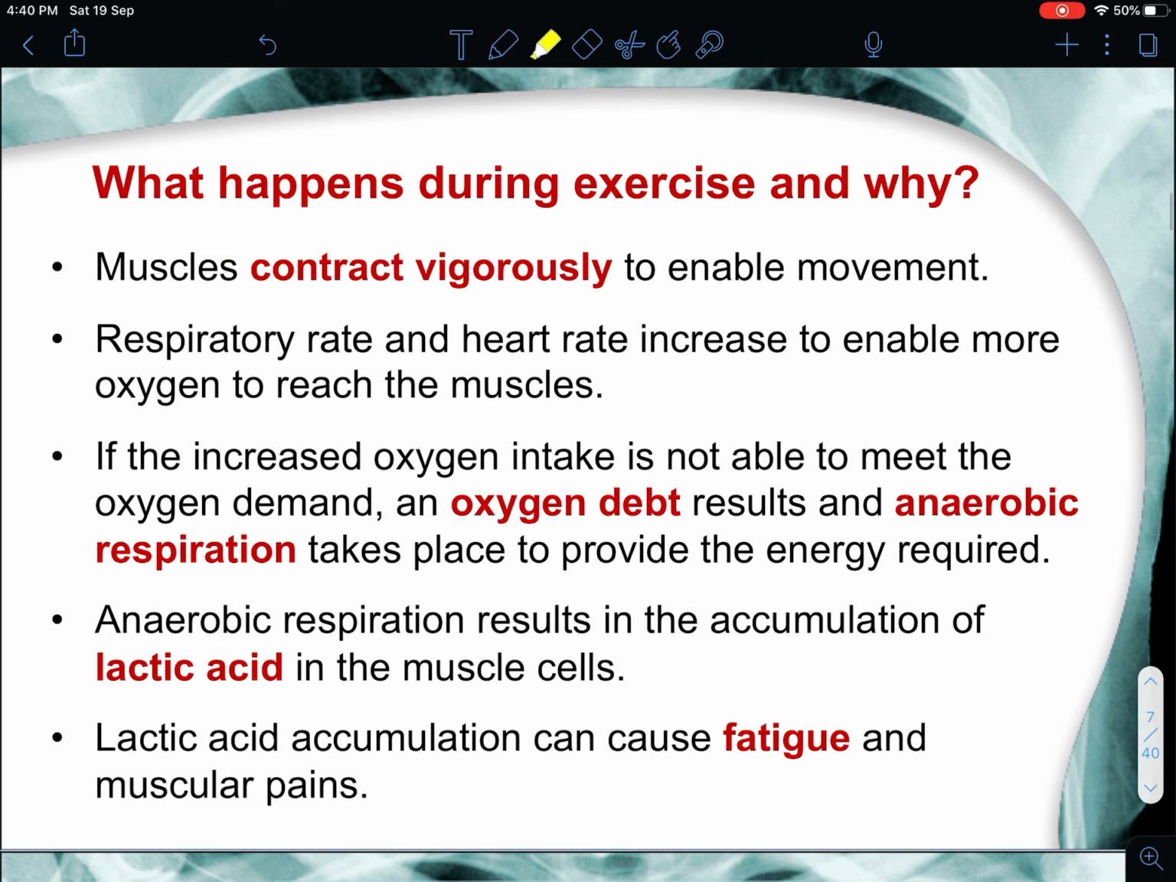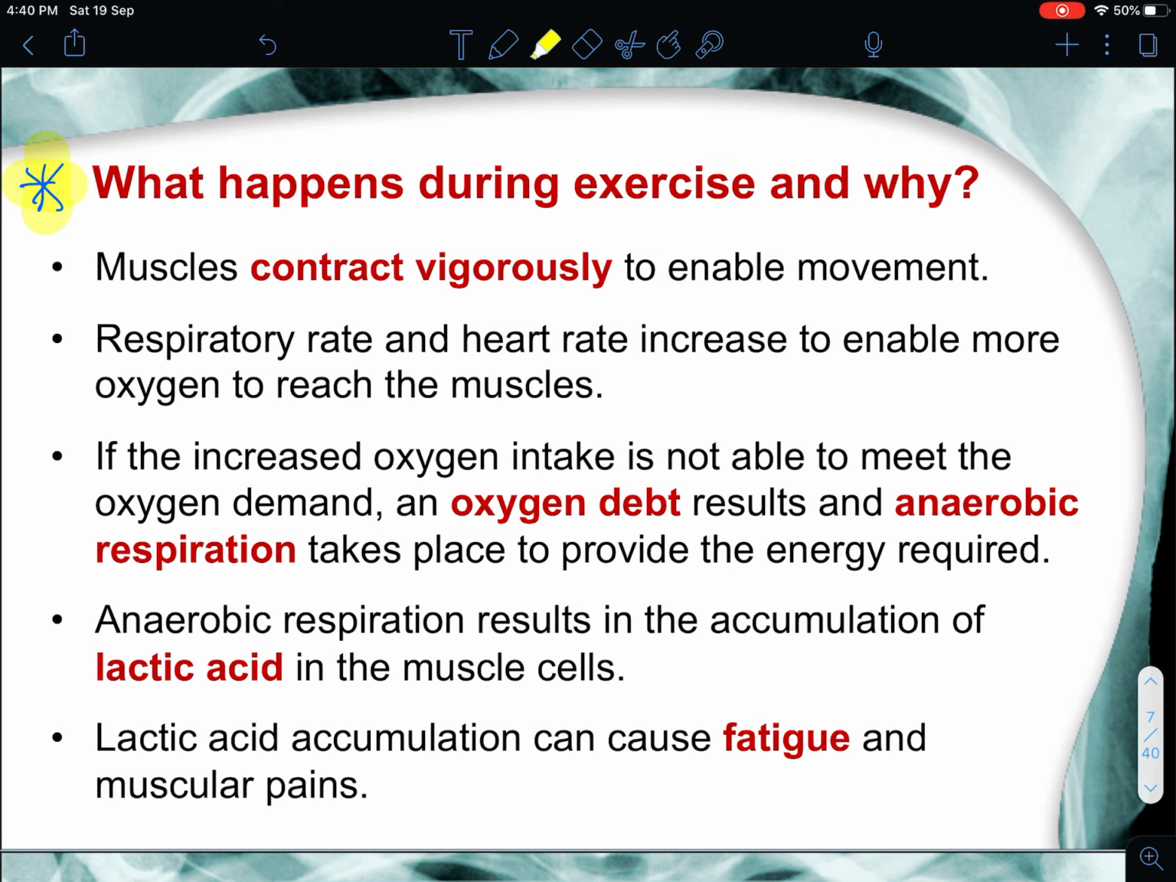So what happens when you exercise? This is a very common structure question or essay question which you must be able to explain. First of all, during vigorous exercise, your muscles will contract vigorously to enable movement. This will generate an increase in the respiratory rate and heart rate to enable more oxygen to reach the muscles. Sometimes the depth of your breathing in will also increase. The intent of all this is to get more oxygen transported around your body so that your cells are able to get the oxygen. Breathing rate is to get oxygen from the external environment into your body.